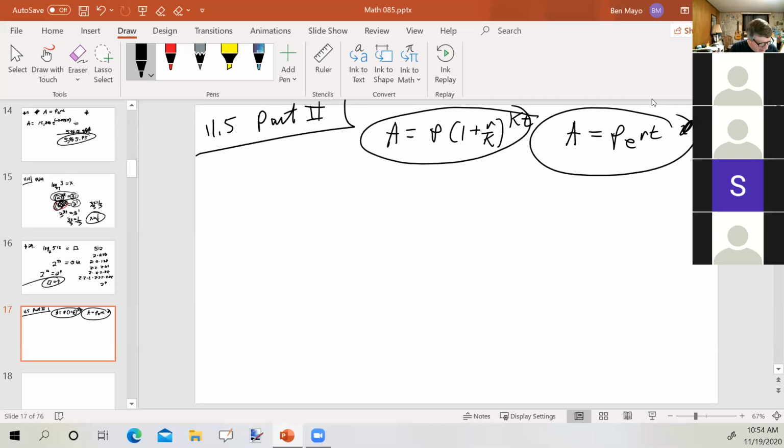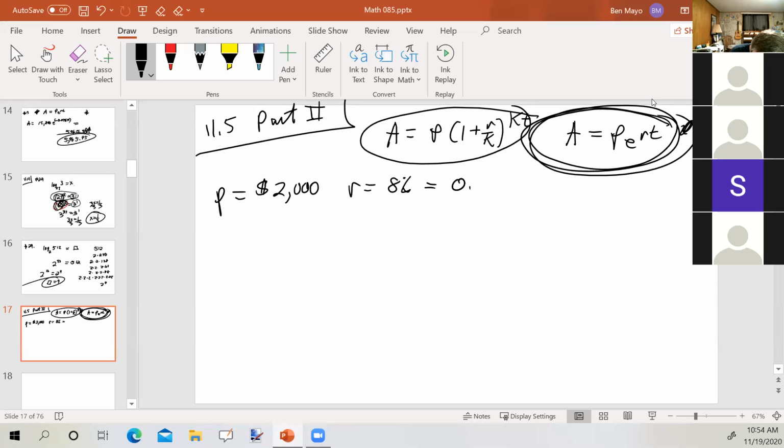So this question says, the introduction says, continuous compound interest. So that means we're going to be using this formula, okay? An initial investment of $2,000, so P is $2,000, earns 8% interest, so r is 8% or 0.08, compounded continuously, so that's why we're using this formula. What will the investment be worth in 15 years?